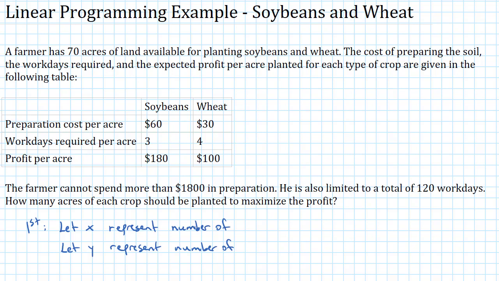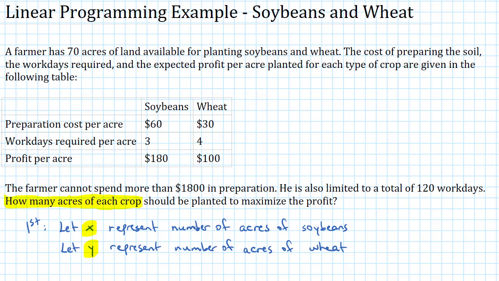All right, so if we look at the question, it says how many acres of each crop, right? So that's what our variables are going to tell us. So what might x represent? Well, x could represent the number of acres of soybeans. And then, of course, y would be the number of acres of wheat. Okay? So we have to search through the problem to find out what the two unknowns are, and then those will be our x and y.